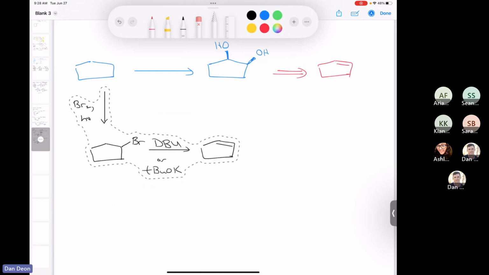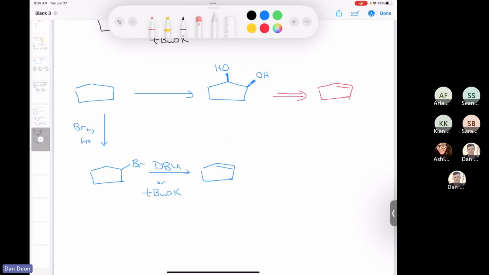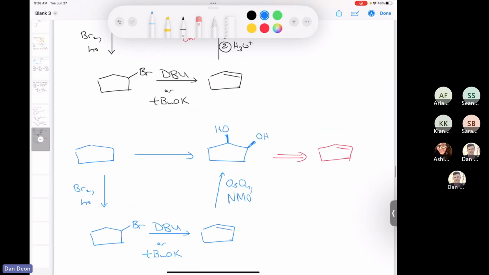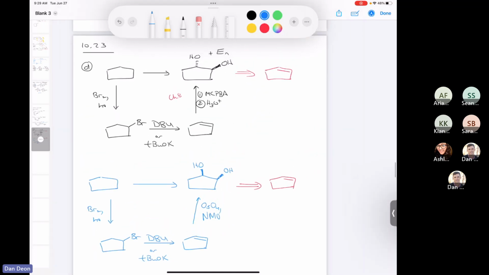Okay, like that. There we go. And so we know that, again, to do the very last step, all we have to do is treat the molecule with osmium tetroxide, so OsO4, and NMO as our co-oxidant. And so now we've designed a way to make the trans diol and a way to make the cis diol.